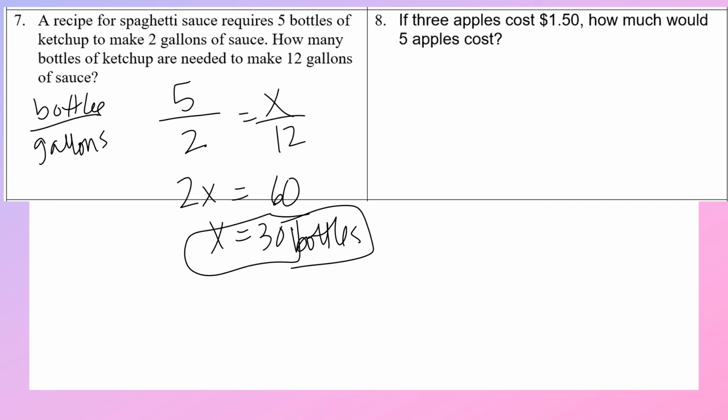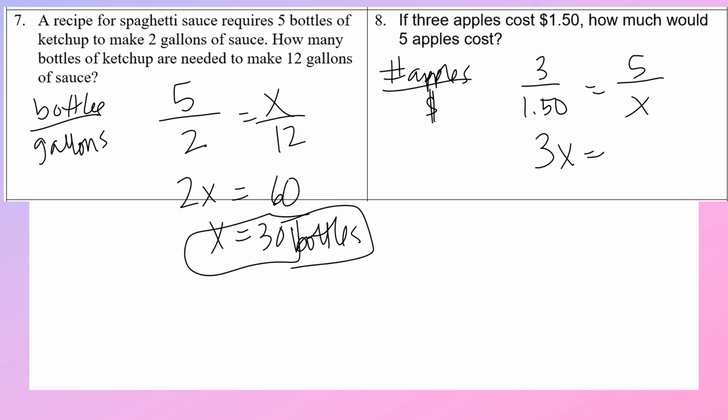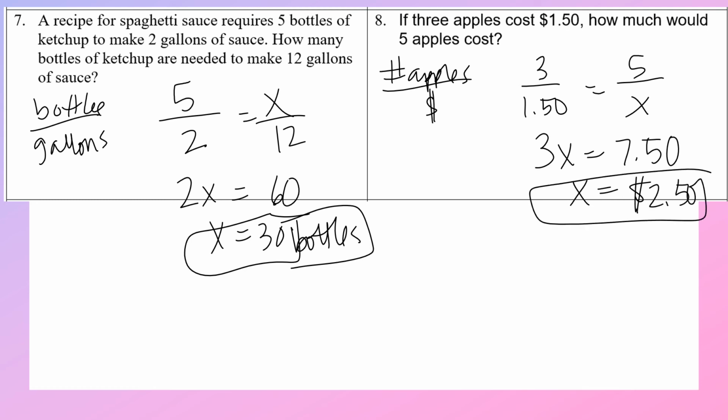3 apples cost $1.50. How much would 5 apples cost? So we want number of apples over the cost. So 3 apples, $1.50. 5 apples would cost what? So 3 times x is 3x. 5 times $1.50 is 7.50. Divide both sides by 3 and you get x equals $2.50. Make sure you have the units there.